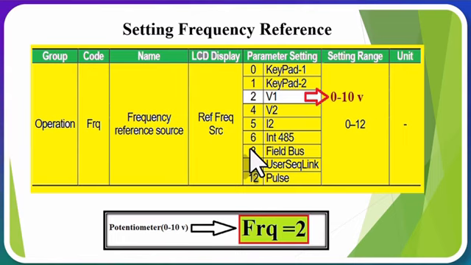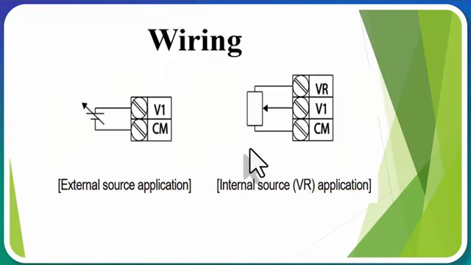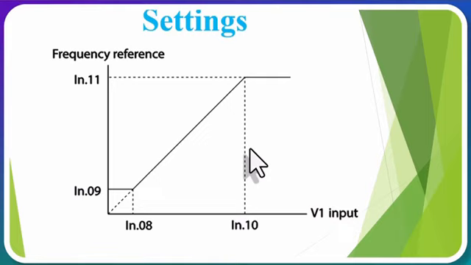The wiring will be such that if we want to connect a potentiometer or a volume knob to the inverter, the middle pin goes to V1, and the other two pins, one to CM, common, and the other to VR, voltage supply. And if we want to use a controller that gives us a 0 to 10 volt output and connect that to the analog input of the inverter, we should connect it to the V1 and CM terminals.